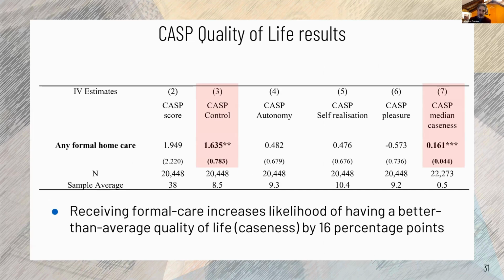We also have an effect on the quality of life measure. We find that receiving any formal home care, again, controlling for health, instrumented through the eligibility status to long-term care benefits, increases the feelings of control over someone's life. The general CASP score has a positive coefficient, but is not statistically significant. And in column 7, you see receiving formal home care leads to a higher probability of having a quality of life higher than the median score.